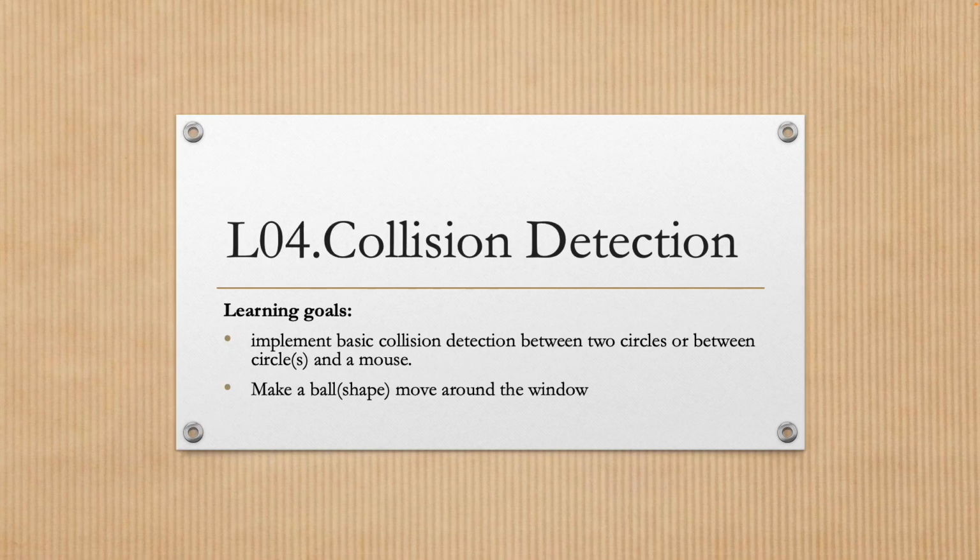The collision detection between two circles and also between a circle and a mouse. You're also going to be making a ball moving around the window, bouncing off the edges. So let's take a look at how these two look like.